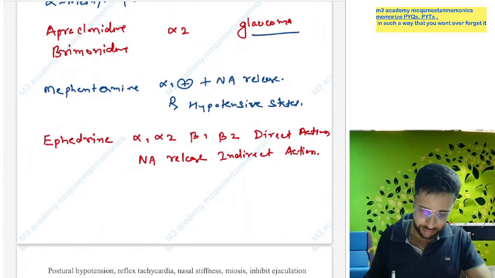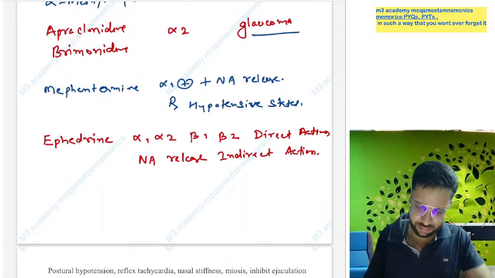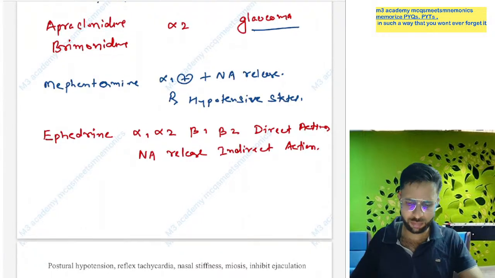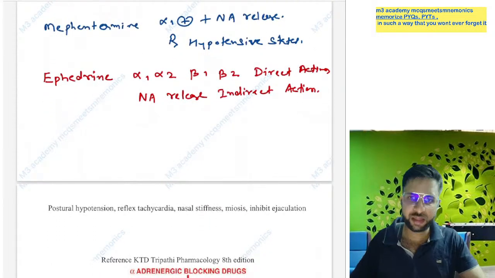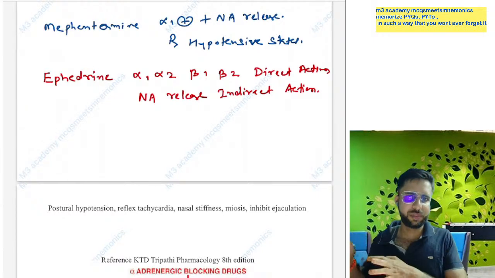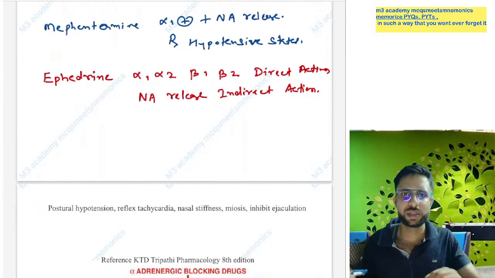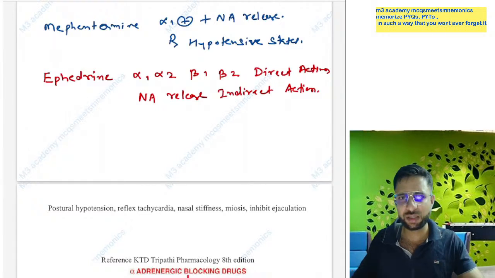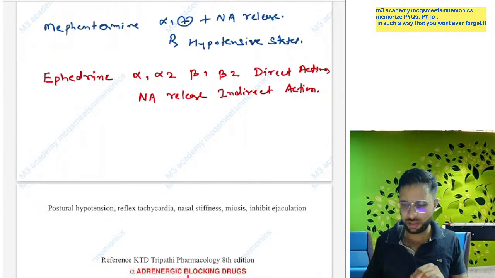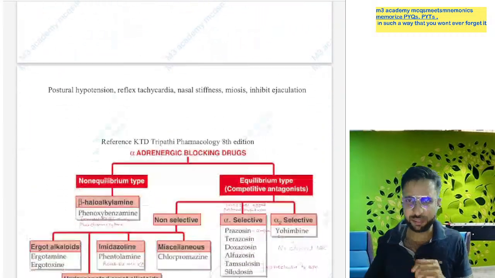Now mephentermine works on the alpha 1 plus noradrenaline release and used for the hypotensive state. Ephedrine is a mixed acting drug, meaning it acts on the alpha 1, alpha 2, beta 1, beta 2, direct action, plus noradrenaline release, indirect action. Noradrenaline release is an indirect action. So ephedrine का mix action होता है.